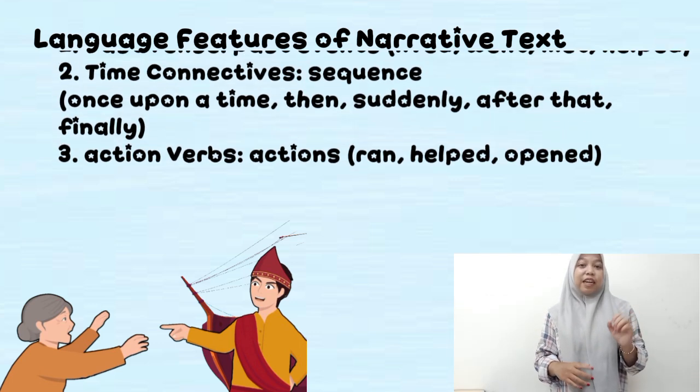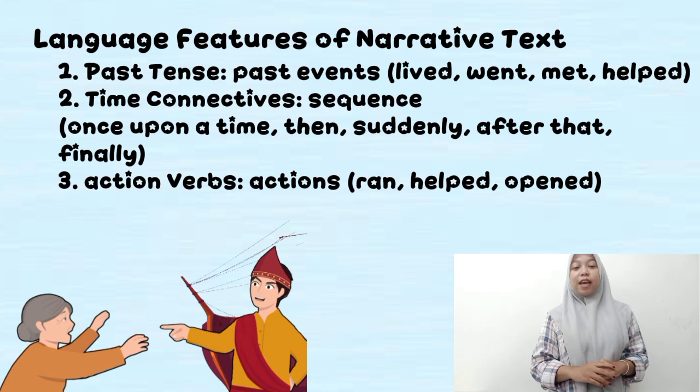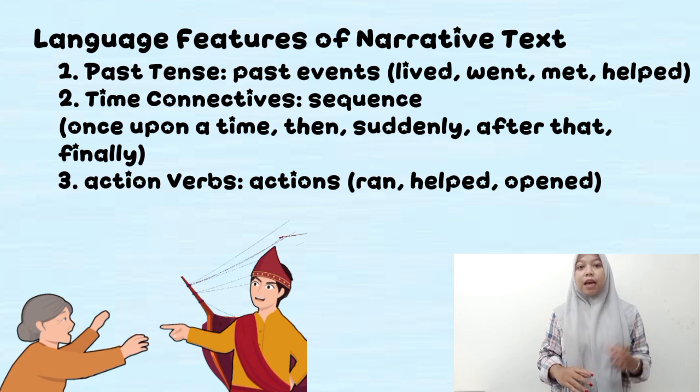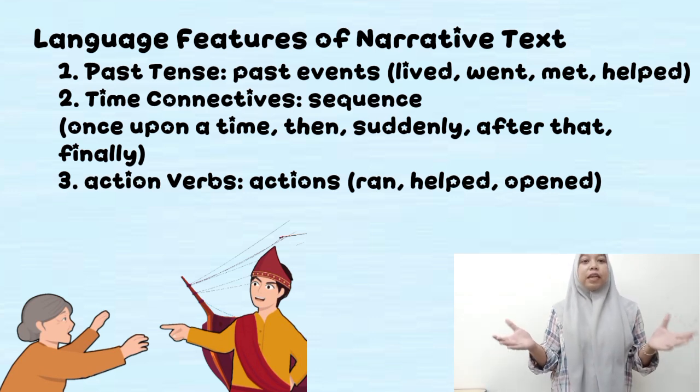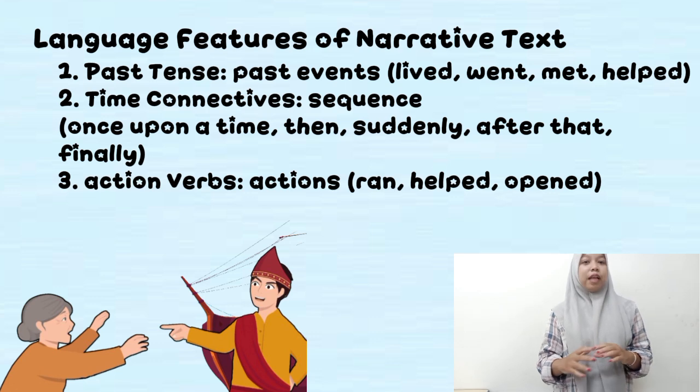The third, narrative text also uses action verbs, which are verbs that show actions. For example, ran, opened, cried, and fell. These verbs make the story more alive and interesting.